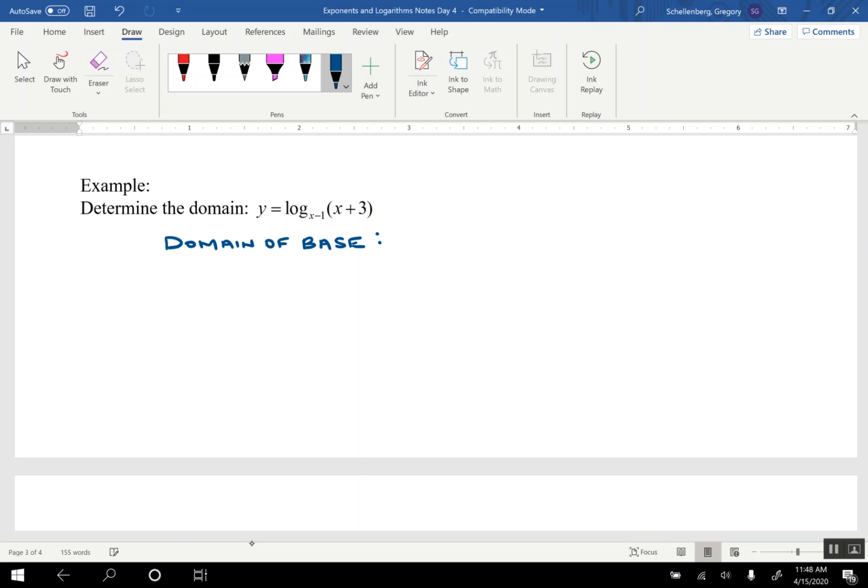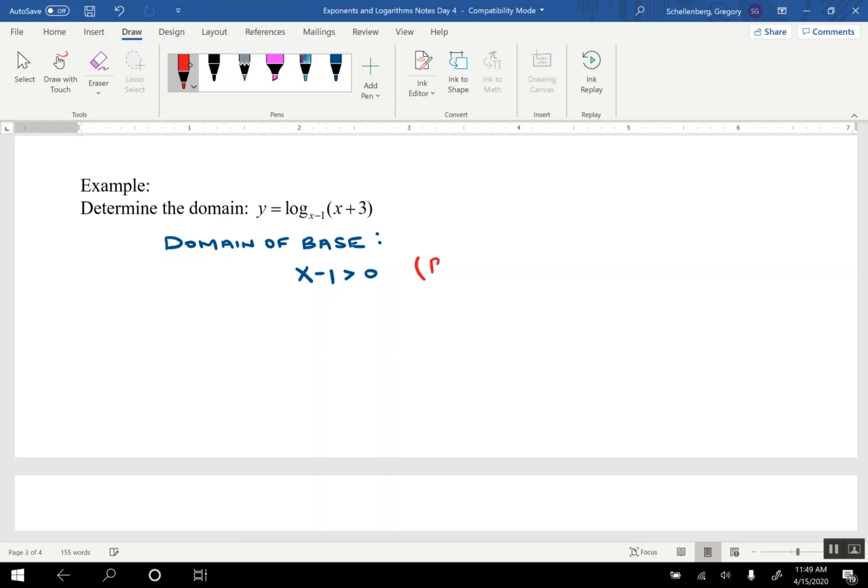Now, what were some of the restrictions on our base? Well, the base cannot be negative, and it also can't be 1. So I'm going to make a little inequality here. I'm going to say that x minus 1, which is our base, can't be negative. So our inequality is going to be x minus 1 has to be greater than 0. But I'm just going to leave a note for myself in brackets. I'll do this in red.